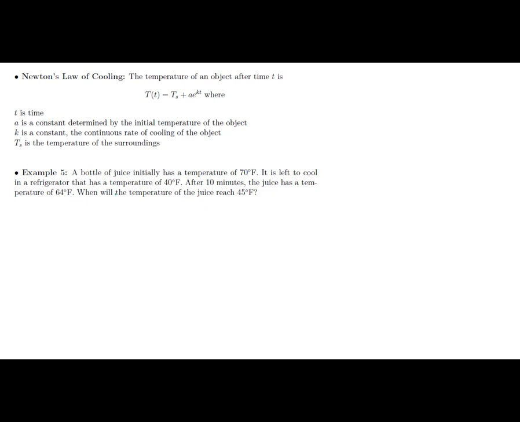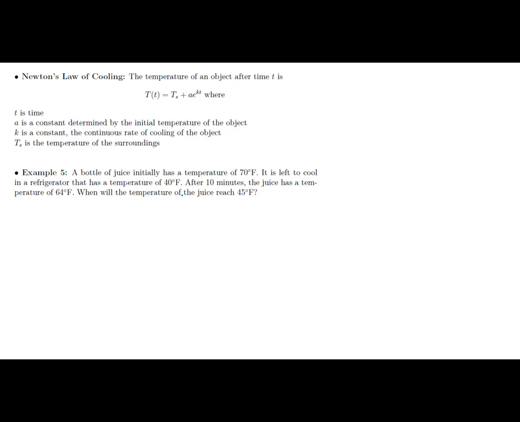All right, so let's kind of work this out here. It says a bottle of juice initially has a temperature of 70 degrees. It is left to cool in a refrigerator that has a temperature of 40 degrees. After 10 minutes, the juice has a temperature of 64 degrees. When will the temperature reach 45 degrees? Okay, so there's kind of a lot here.